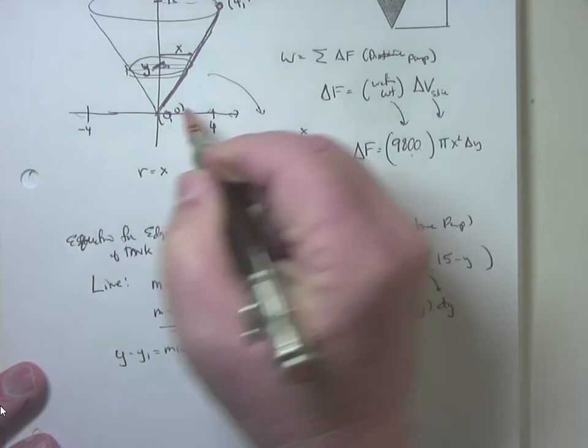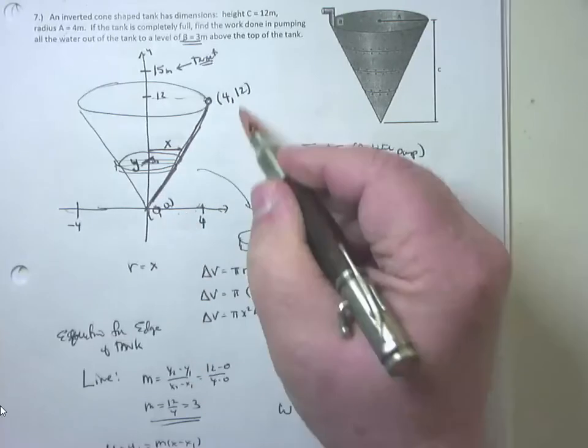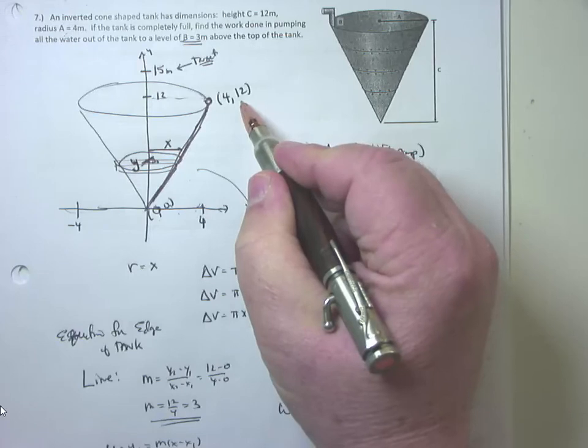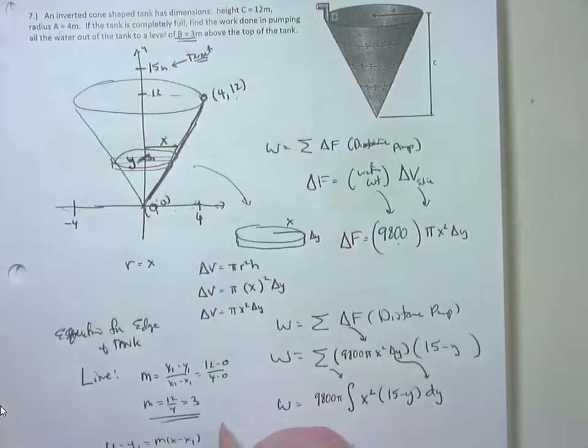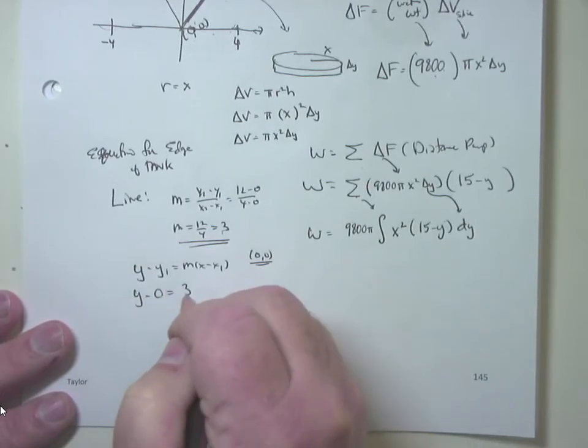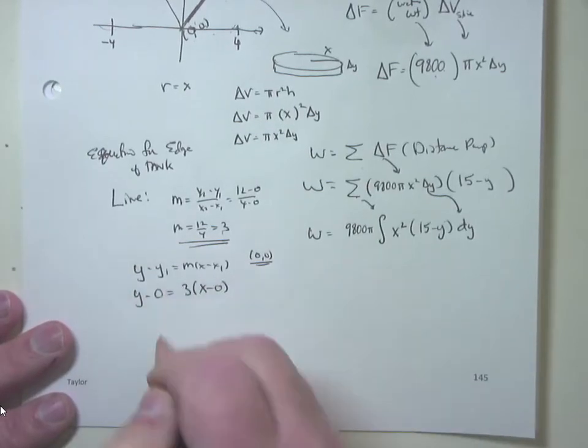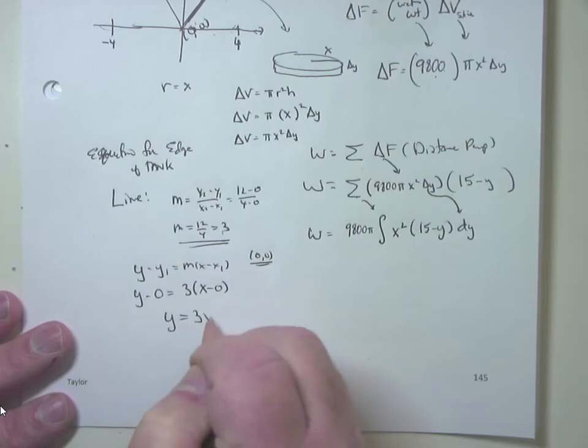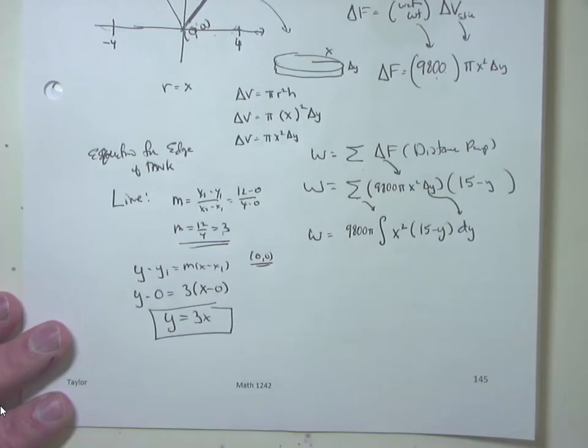I'm going to pick a point. I'm going through these 2 points, 0, 0, and 4, 12. What's the easiest point to use? Yeah, 0, 0, clearly. So I'm going to use the point 0, 0, and I've got my slope. So this will be y minus 0 equals my slope of 3 times x minus 0. So you get the equation y equals 3x. That is the equation for the edge of the tank.